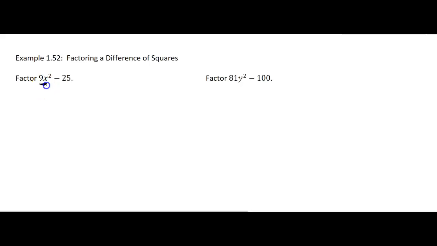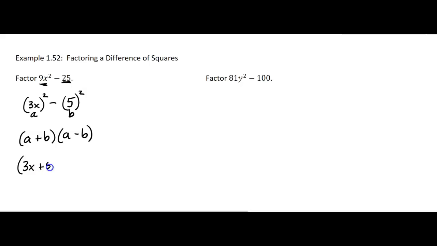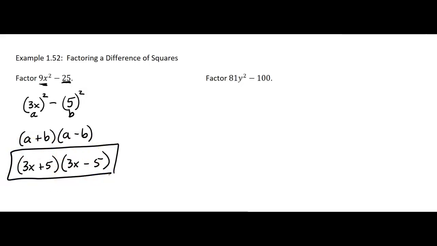So is this a perfect square, 9x squared? Yes. In fact, you could write it as 3x squared. Now what about 25? That's a perfect square. You could write that as 5 squared. So here's your a, here's your b. How does this factor then? It's going to factor into a plus b times a minus b. So it's going to be 3x plus 5 times 3x minus 5. And that's the answer.